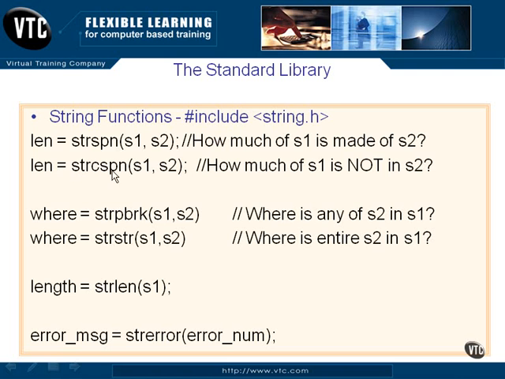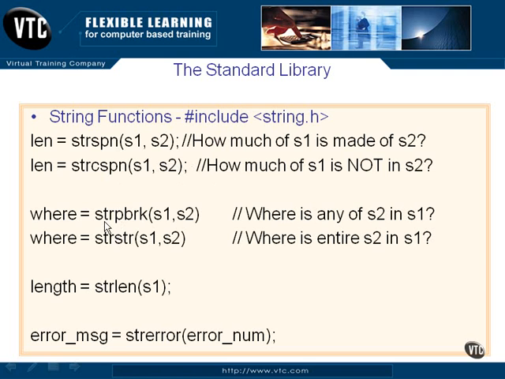String CSpan, CSPN, is looking for how much of S1 is not in S2. We want to know how far we get down S1 before we hit one of the characters in S2. Okay, so how much of it is not in S2?